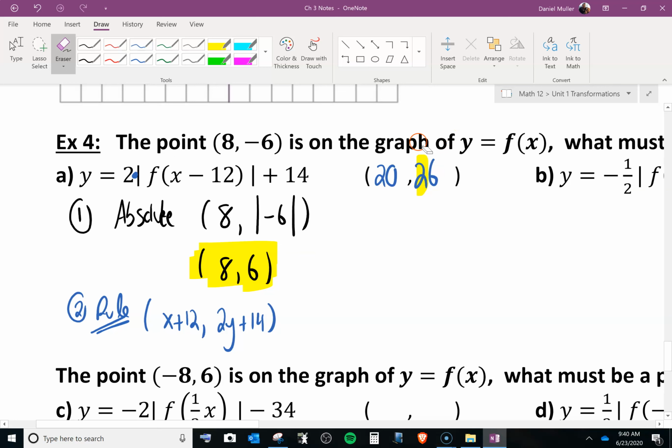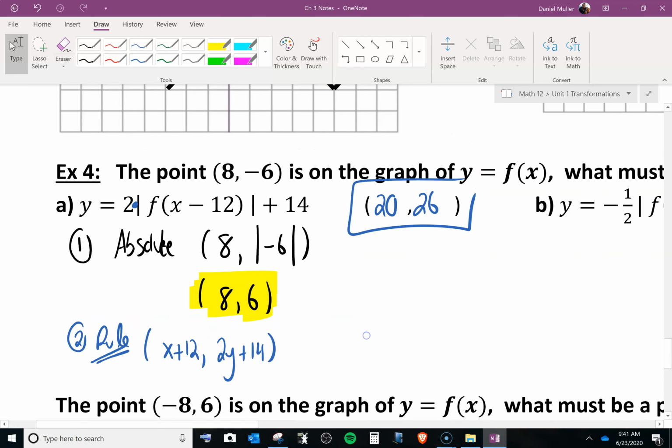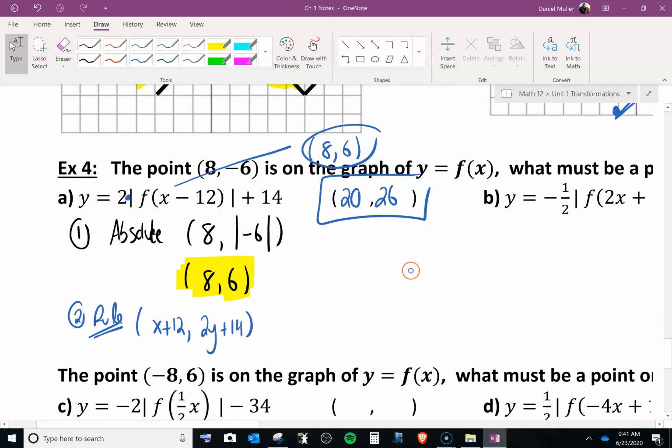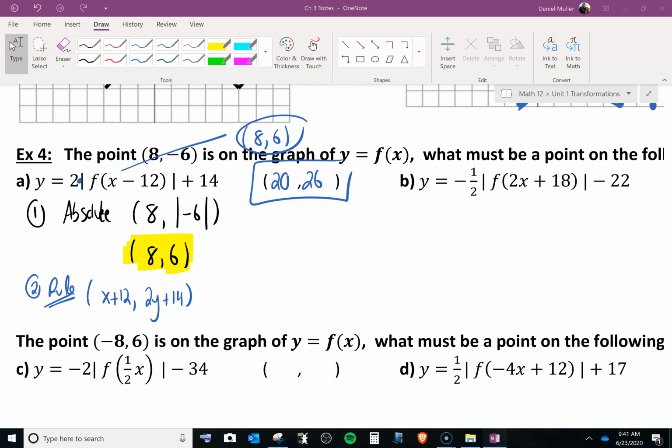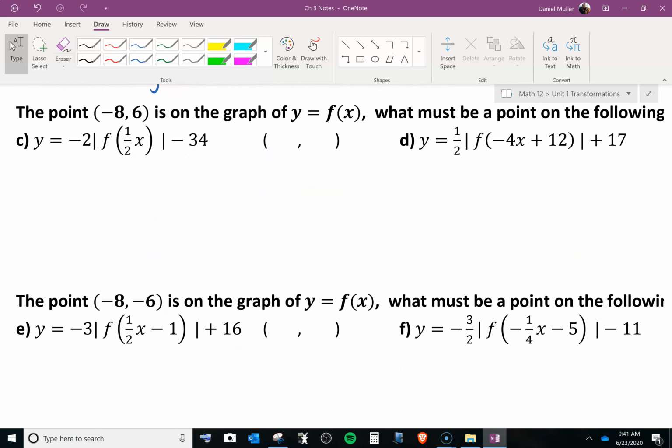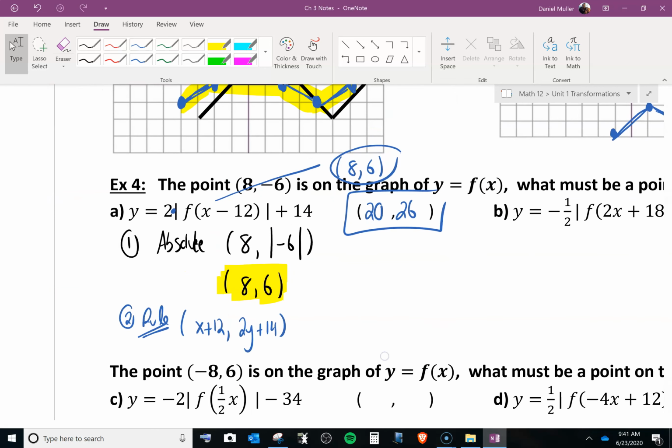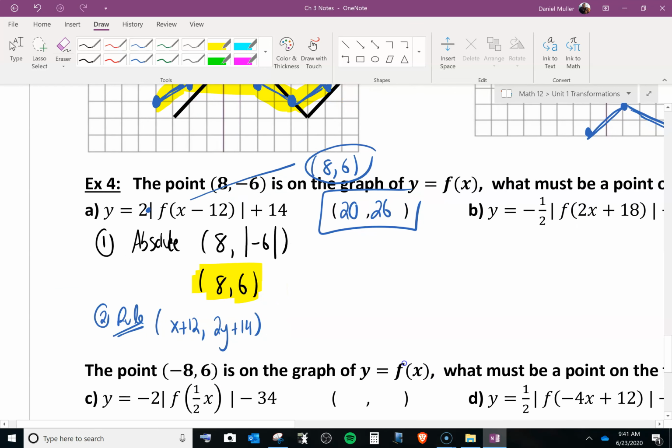So we don't use this point. In fact, what I should do is right here now, cross this off and say my point is 8, 6, because it only works if they're all absolute values. So absolute value symbol, absolute value symbol, absolute value symbol, yes, they're all absolute values. So I don't have to worry, this is my new point.